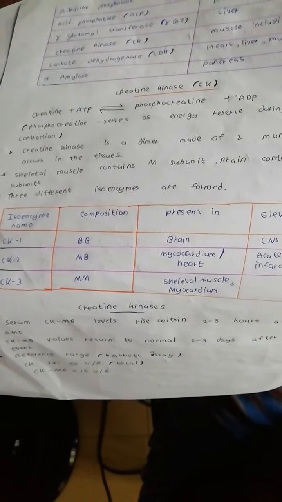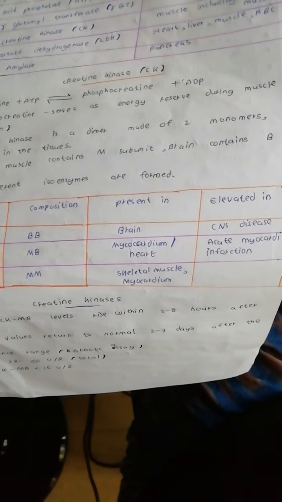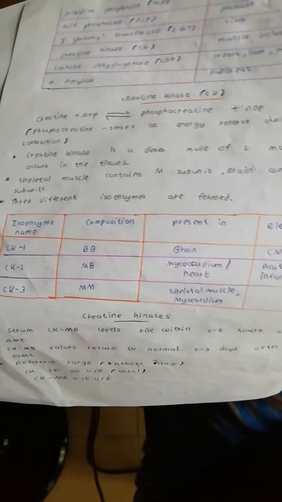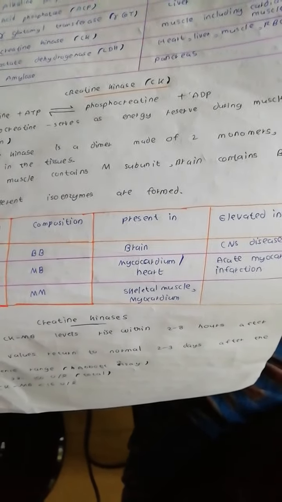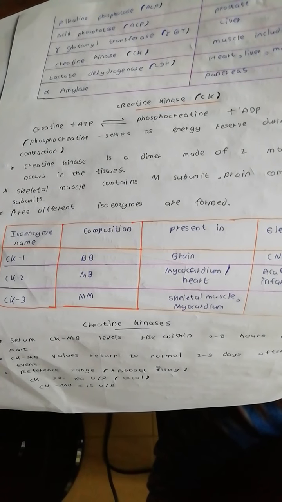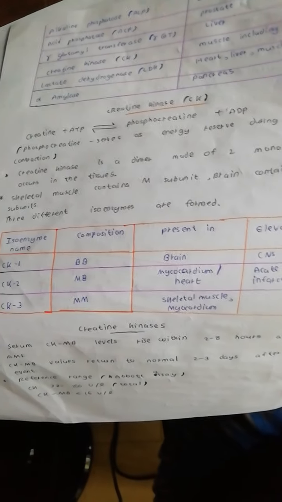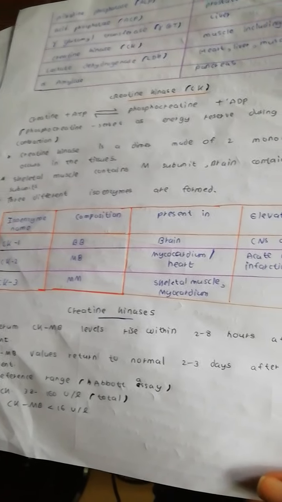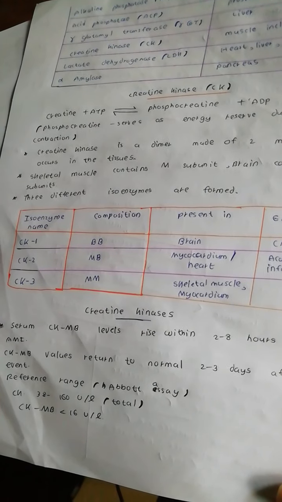Isoenzyme CK1, composition BB, present in brain, elevated in CNS diseases. Isoenzyme CK2, composition MB, present in myocardium or heart, elevated in acute myocardial infarction. CK3, composition MM, present in skeletal muscle and myocardium. Serum CK-MB level rises within 2 to 8 hours after acute myocardial infarction and returns to normal 2 to 3 days after the event.